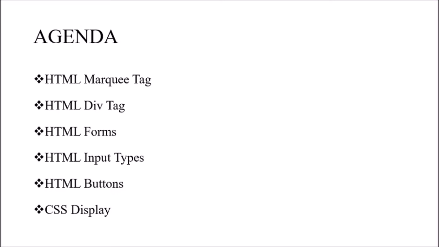Then the fourth one is about HTML input types. The correlation between forms and input types is that inside a form tag we are going to use several input types. We have a lot of input types in HTML, and we are going to replicate them in the form tag. I will explain that in the coding part, don't worry about it. Then the fifth topic is about HTML buttons, how to insert a button in our website, like save, submit, upload, delete, cancel.